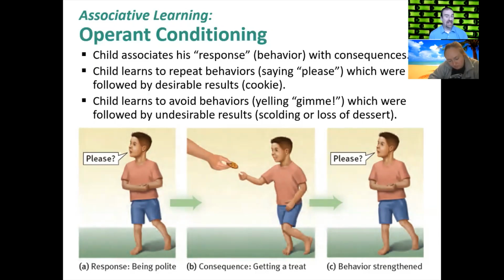If the parent either ignores that temper tantrum or punishes the child for the temper tantrum, it means that it's going to lead to the child being less likely to do that behavior.